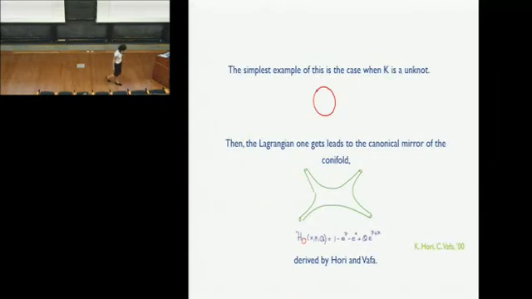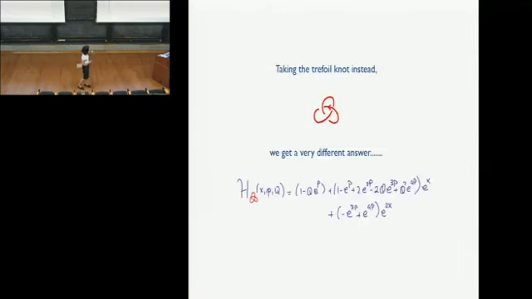So just to give you some examples, well, the simplest knot you can take is the unknot. Okay? And in this case, the quantum moduli space is in fact just the Riemann surface derived by Hori and Vafa as capturing the geometry of the mirror. But the unknot is not special from this perspective. So you can take the trefoil knot instead, and you get a different answer.